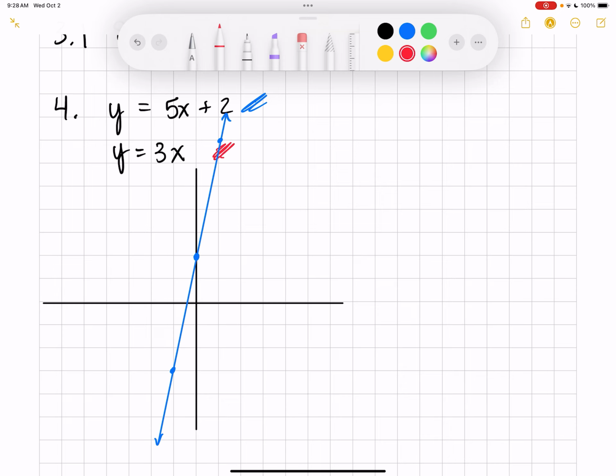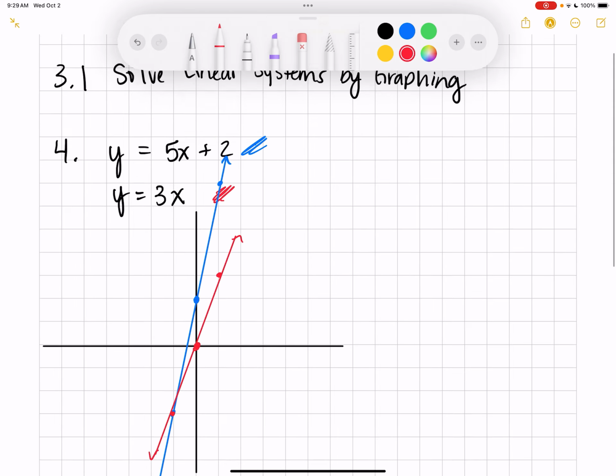Slope of 3. There's no reason for me to continue going up 3 over 1 because I can tell that it's not going to intersect up here, so it hopefully is going to intersect down at the bottom. So I'm going to go down 3, back 1. And the point that I just plotted is on the other line, so my point of intersection is right here.